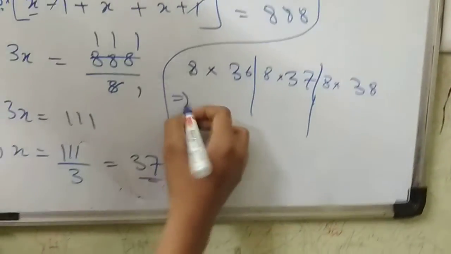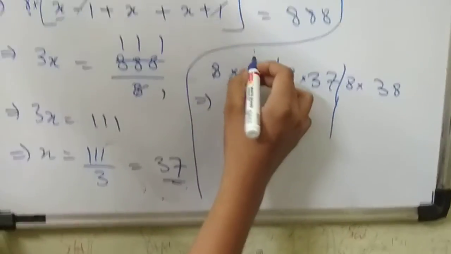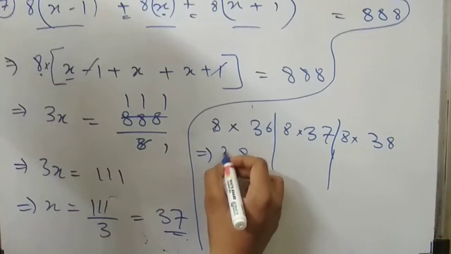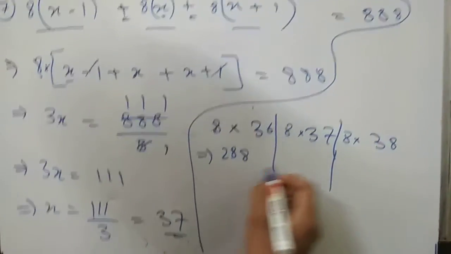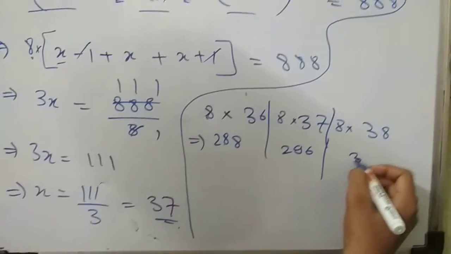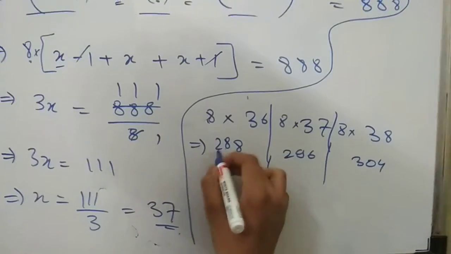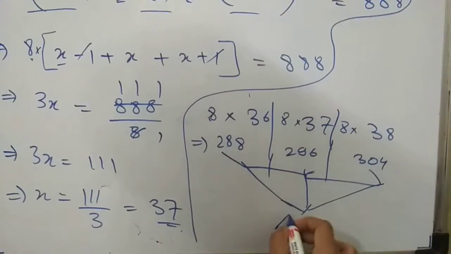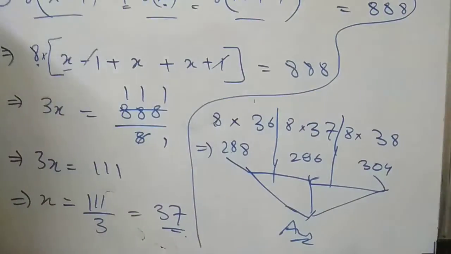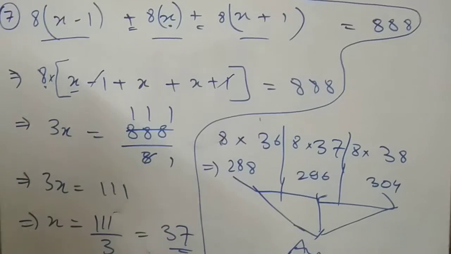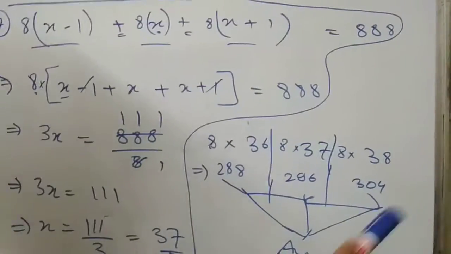Okay, now let's multiply. 8 sixes are 48, 4 carry. 8 threes are 24, 24 plus 4 is 28, so 288. 288 plus 8 you can directly do, that is 296. 296 plus 8 is 304. So these 3 numbers are your final answer. How will we write the answer? The 3 consecutive multiples of 8 are 288, 296, 304.